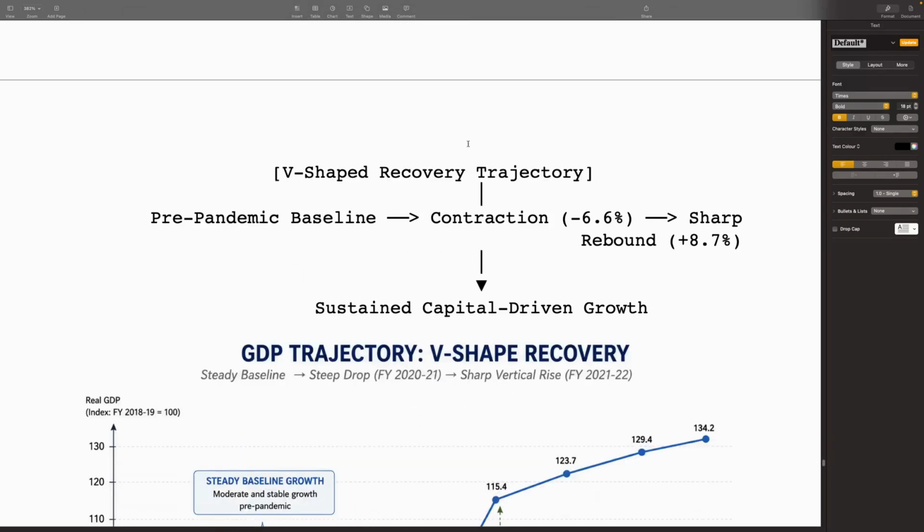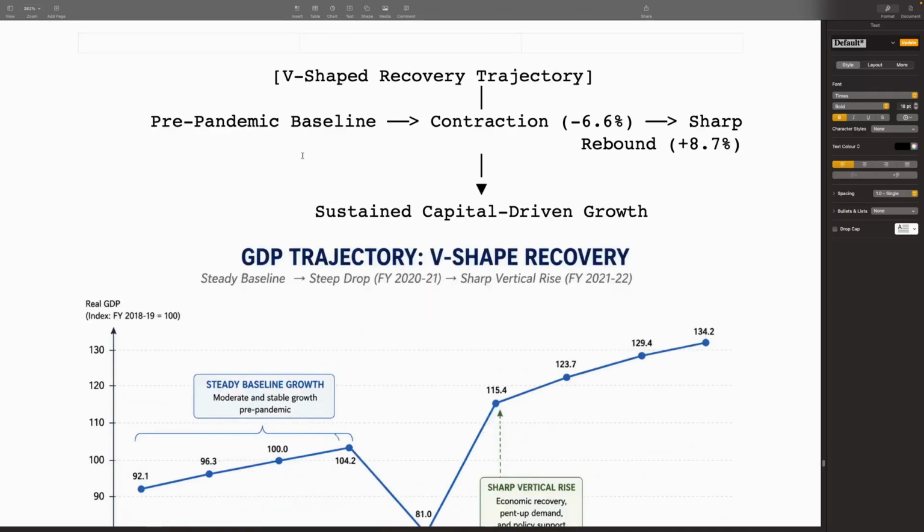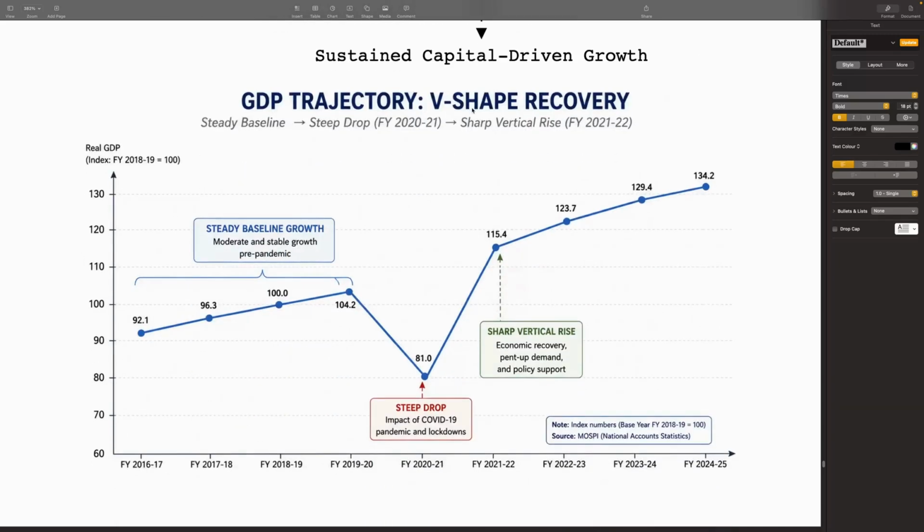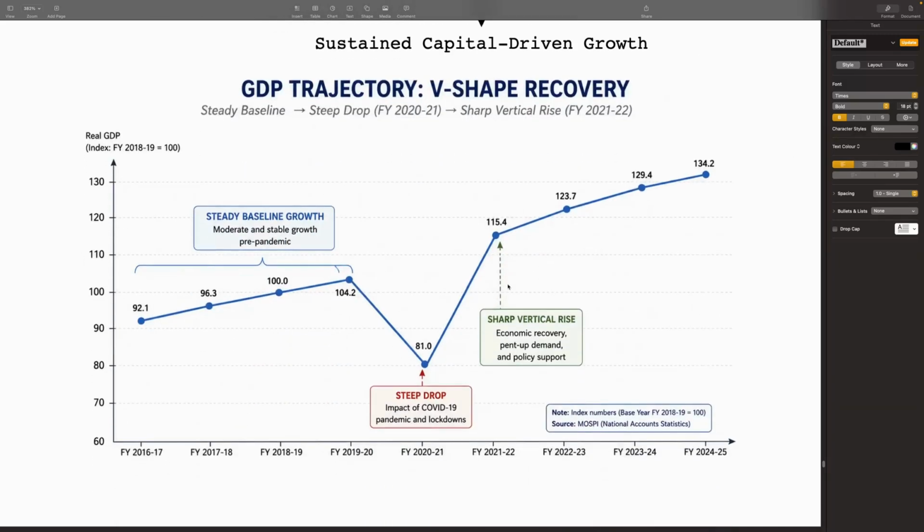So the V-shaped recovery trajectory: pre-pandemic baseline, contraction, sharp rebound. This is the graph. You can go through this. This is the V-shape. Boom.